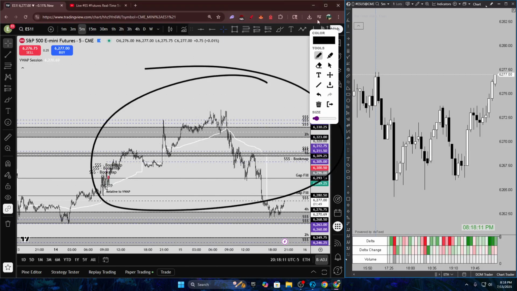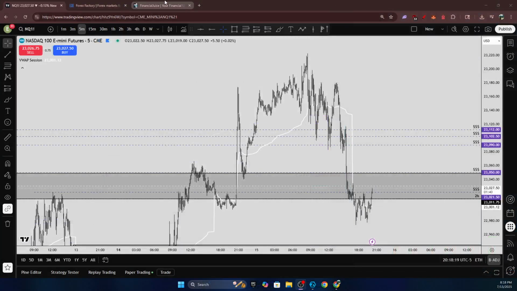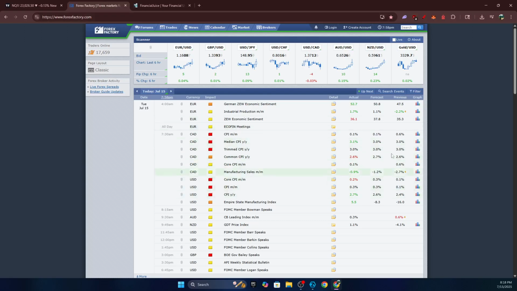As you can see, I did not change anything on my charts. My shorts from yesterday are still there. We'll go ahead and do that. And according to Financial Factory, CPI basically came out as expected, with the dollar and bond yields weakening and ES strengthening, as you can see here.